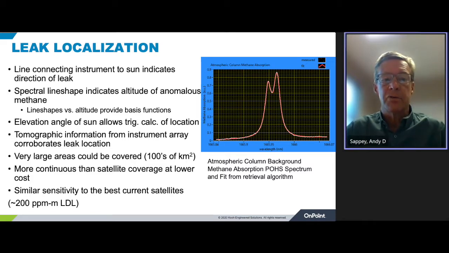From an array of instruments, we actually get tomographic information that corroborates that leak location. And as I mentioned, we can cover very large areas with a relatively few number of instruments, say 500 kilometers squared, maybe with 10 small instruments. It's more continuous than satellite coverage, and it has similar sensitivity to the best current satellites, about 200 ppm meters, and I'll show you how we arrive at that on the next slide.